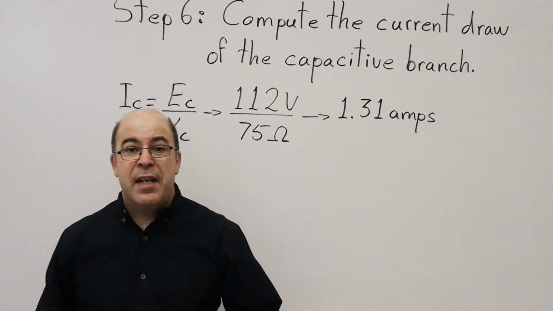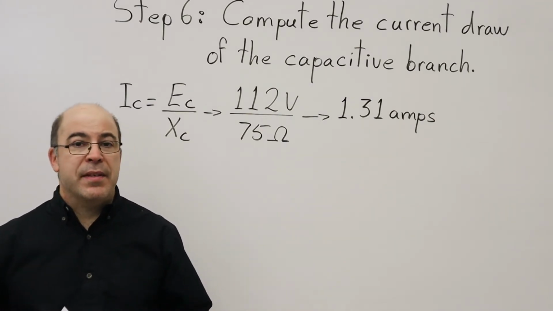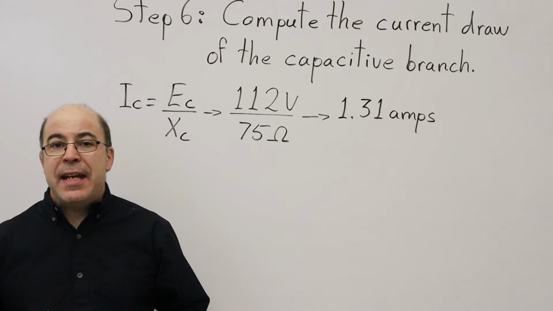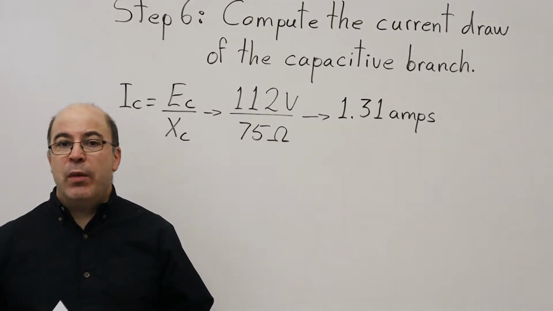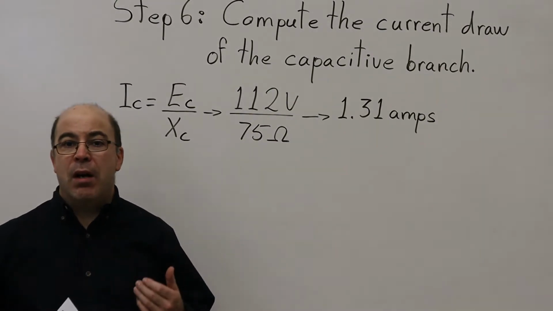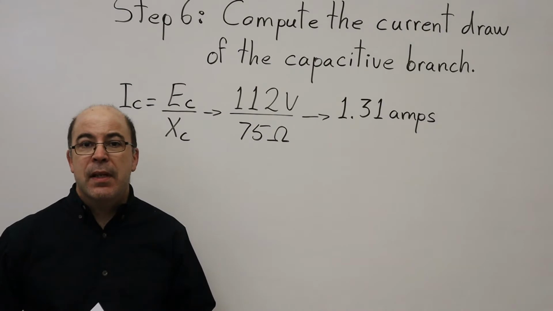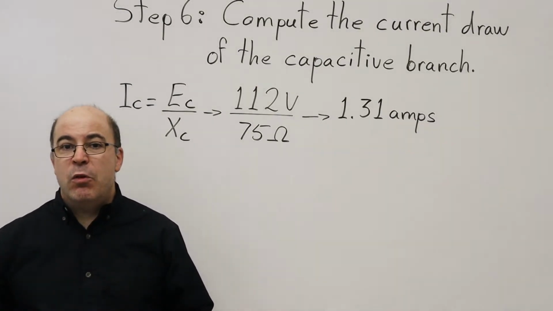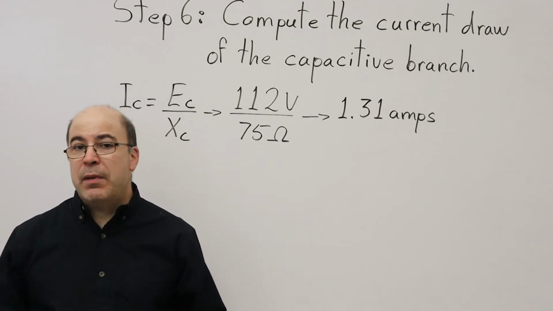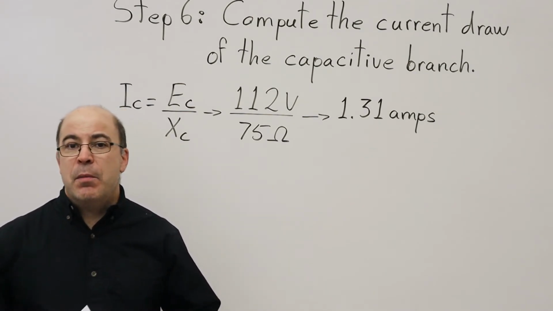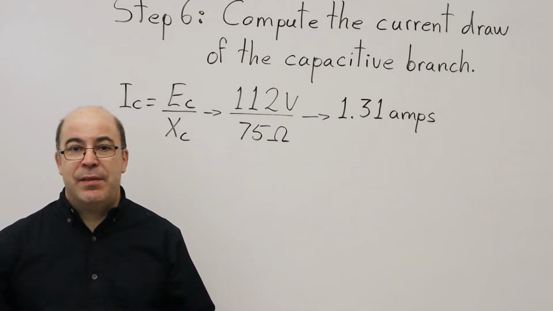Here we're in step 6, starting to compute the current draw of the capacitive branch. We're going to take the value of voltage and divide it by the value of capacitive reactance. In this case, it was 112 volts divided by 75 ohms. And that is going to give us a current of 1.31 amps. Now, just a friendly reminder that a lot of these values have been rounded to 2 decimal places.